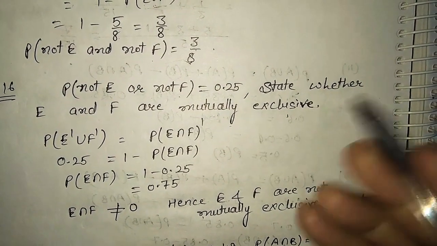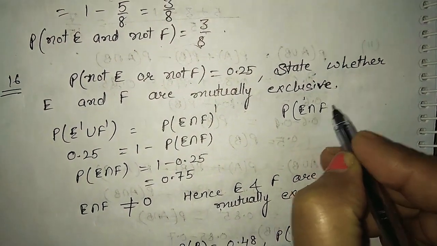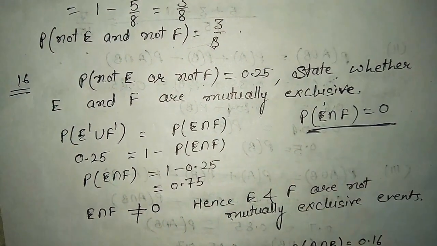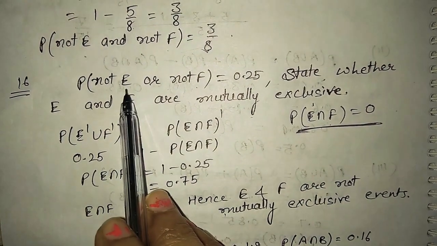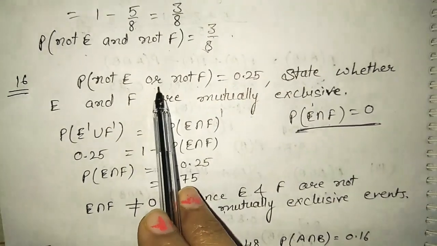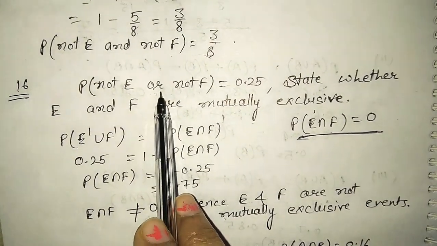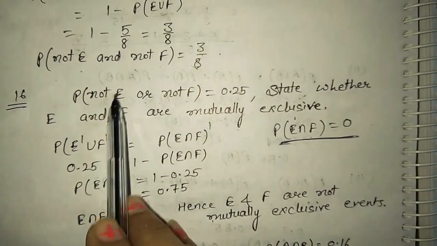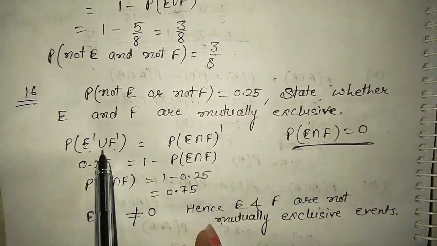It means if these are mutually exclusive, P(E intersection F) should be 0. But how will we find P(E intersection F) in this case? "Not E or not F" — here it is "or", so we will take the union. And means intersection, or means union. Not E means E complement. Not F means F complement, or means union.